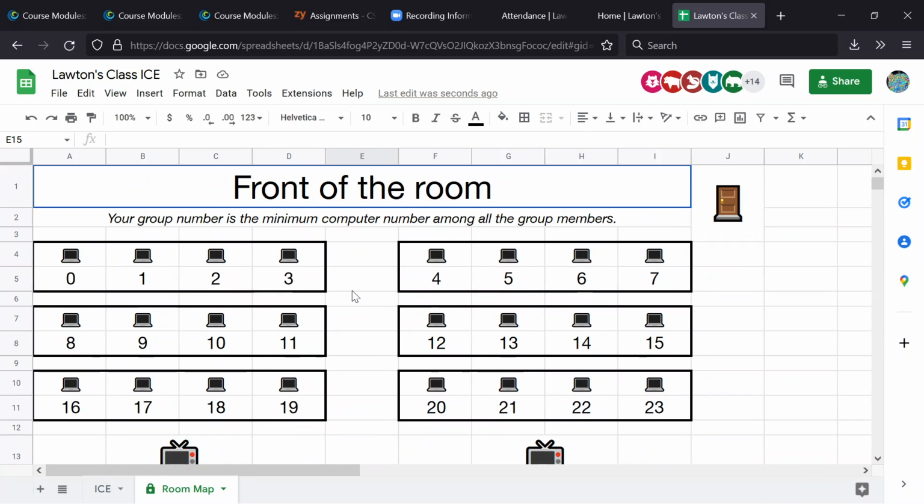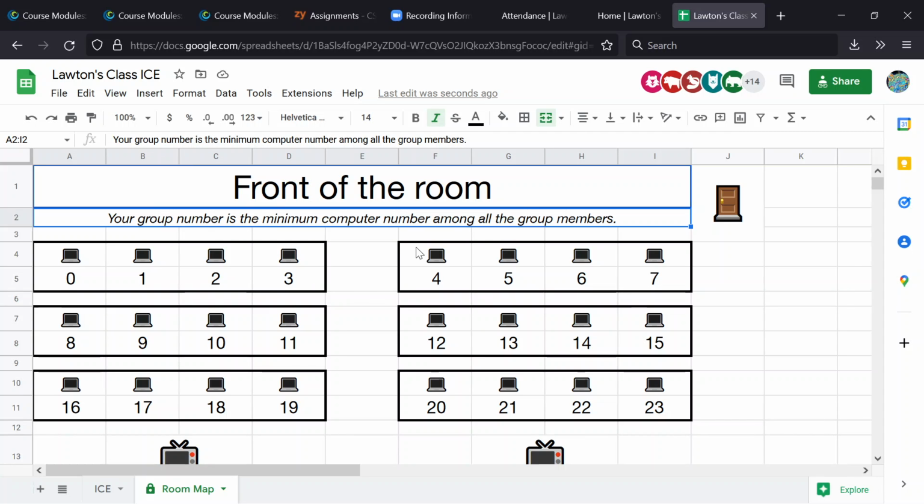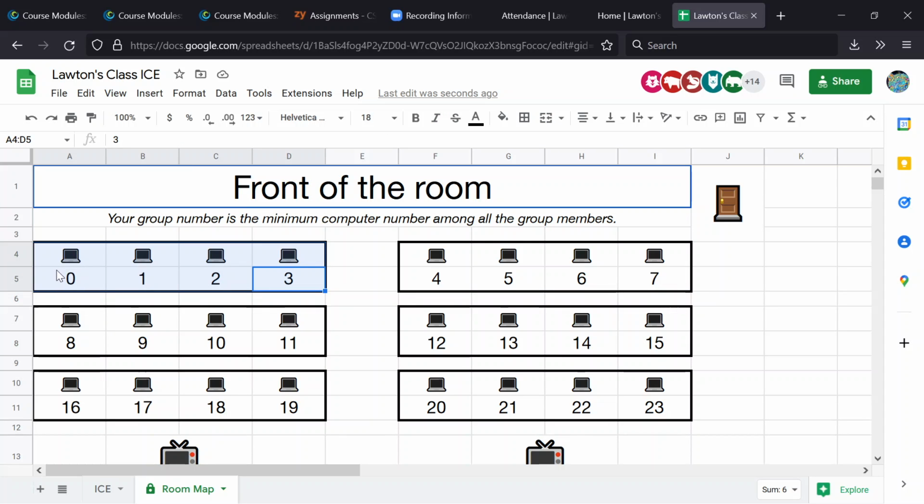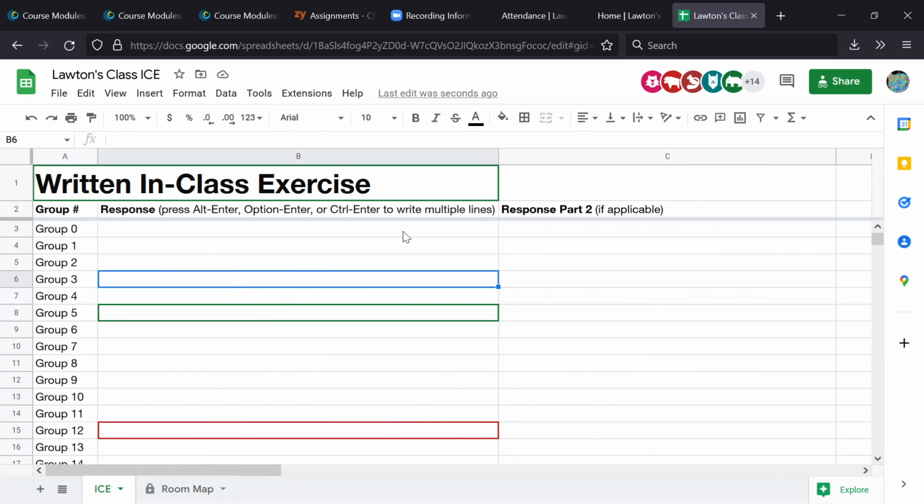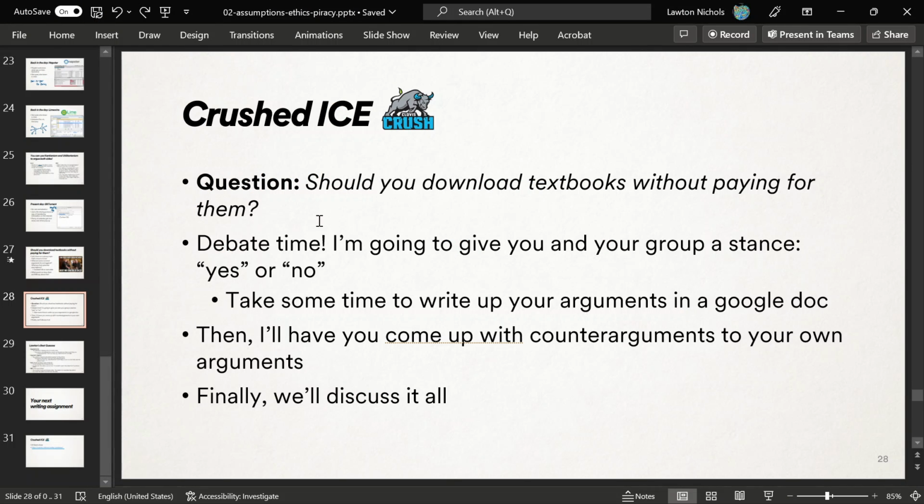So use those, and let's say that your group number is the minimum group number among all of your group members. So if this row is working together, then your group number would be 0. That's the minimum number of everybody working in. Okay? That just gives us a way of figuring out which cell to fill in, and we don't mess with anybody else's. Okay, so that's how you'll fill this stuff in. But here's my question for you.